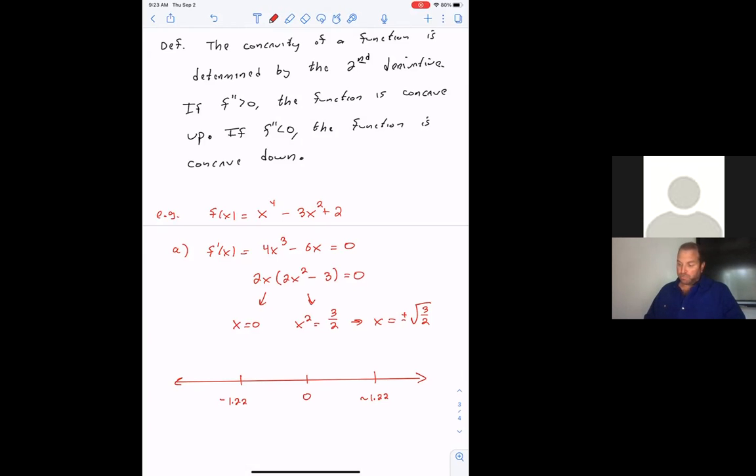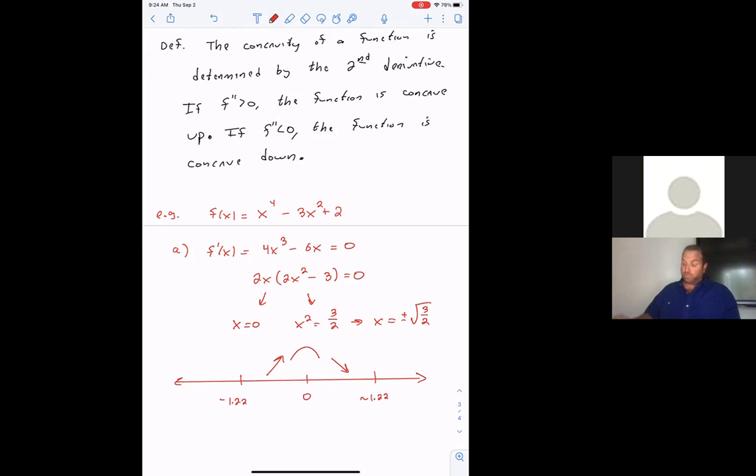So let's take a look. Let's start with the number 1, which is in this section here. Let's start with that one, just because 1 is convenient. If I plug 1 into the first derivative, 4 minus 6 is -2, I get a negative number, which means my function is on the way down in that whole region. On the other side, if I plug in -1, I get -4 plus 6, that's +2. My function's on the way up, which means we have a maximum at 0, up and down.